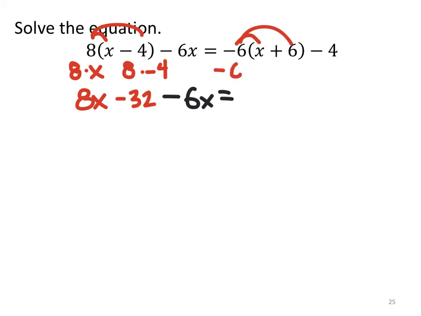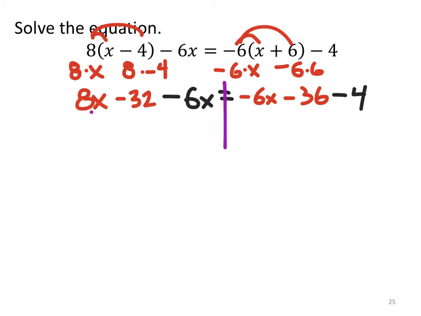So I'll start with negative 6 times x, which is just negative 6x, negative 6 groups of x. And then we also have negative 6 groups of 6, which would give us negative 36. And then finally the minus 4. So the distribution is taken care of. Now I look to combine any like terms with addition or subtraction on either side of the equal sign.